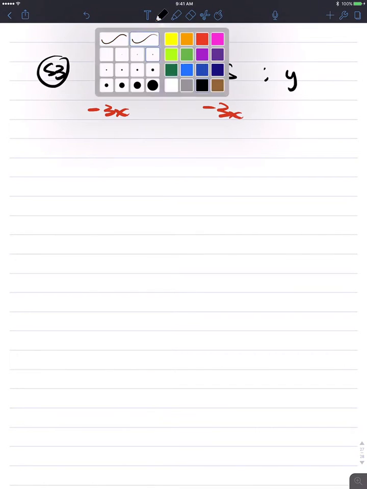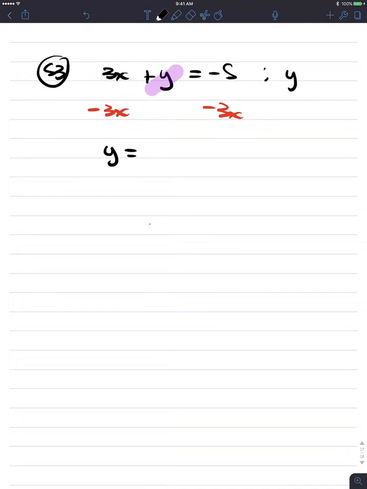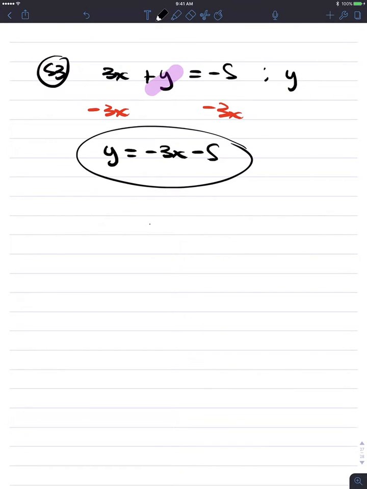Number 53. 3x plus y is negative 5. We're going to solve for y. We get y by itself. Subtract 3x from both sides. You end up with y being negative 3x minus 5. And you're done.